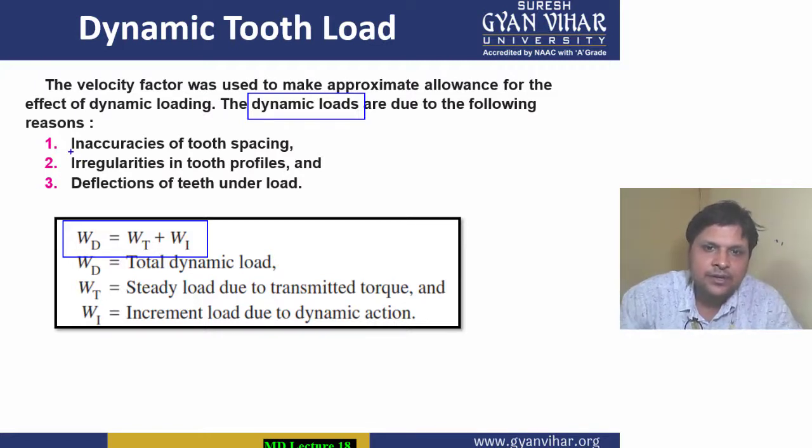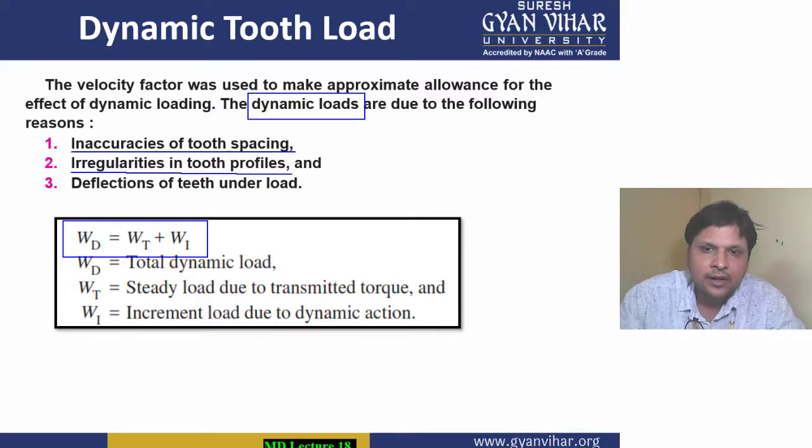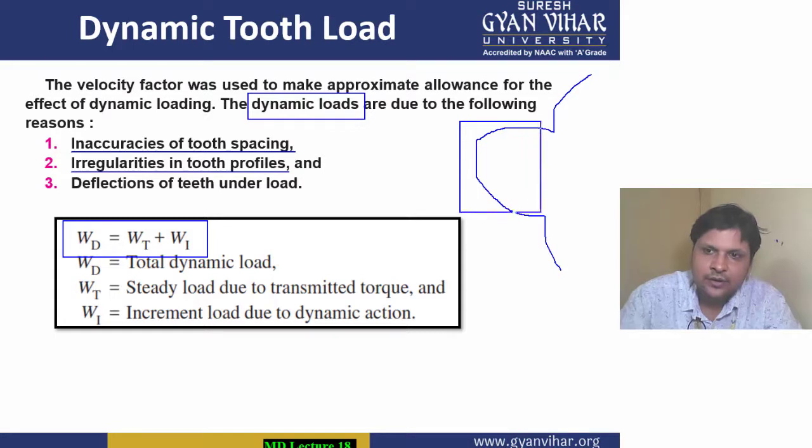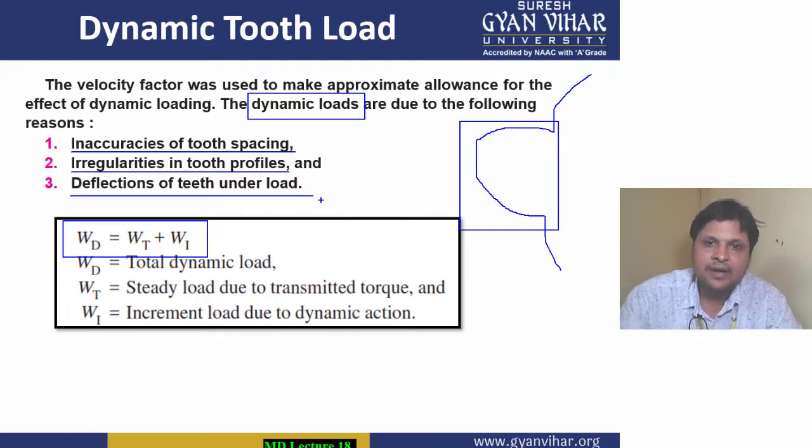First, there is always some inaccuracy in tooth spacing. All the tooth spaces might not be of equal size, so this can be a reason for the dynamic load acting on the gear. Second, there might be some irregularities in tooth profiles. Sometimes the tooth profiles might not be of accurate shape. Then, there might be some deflection of teeth under load. The teeth might get deflected in some direction under the action of some load.